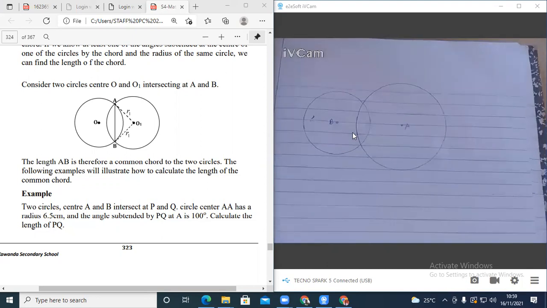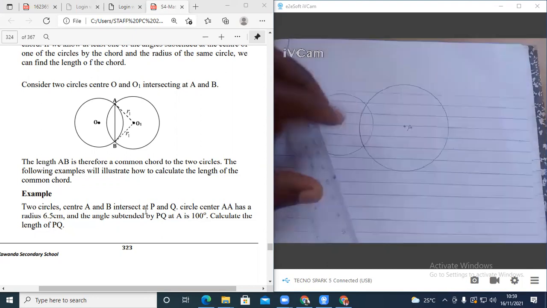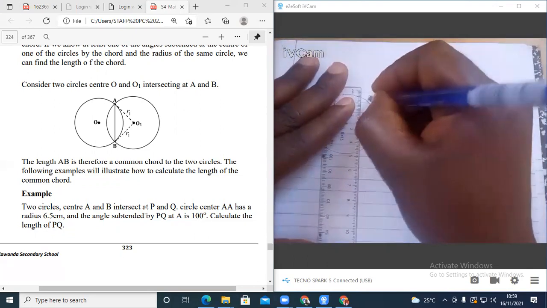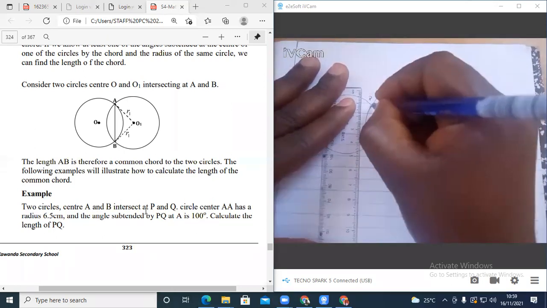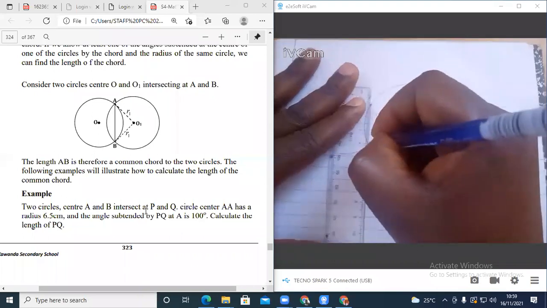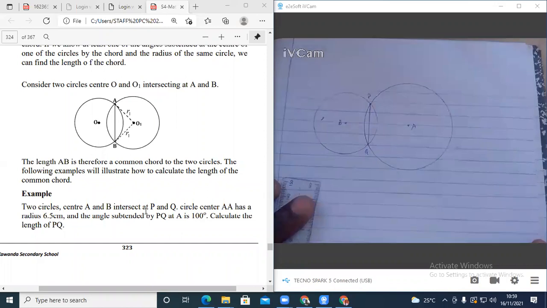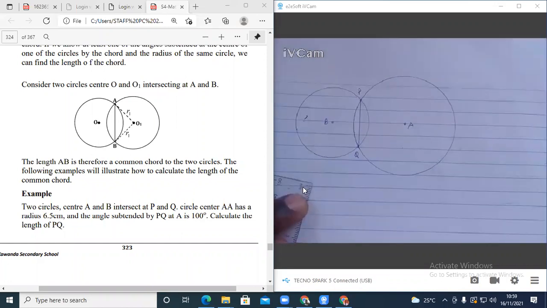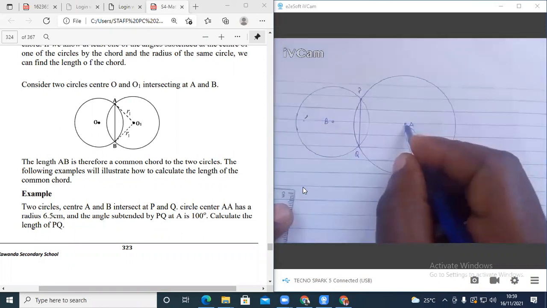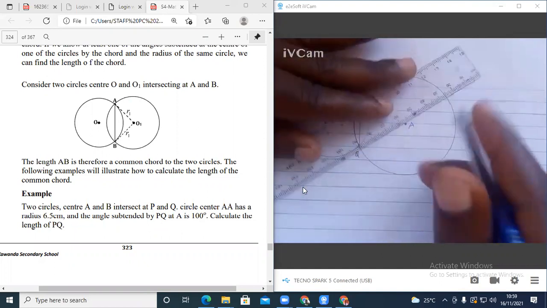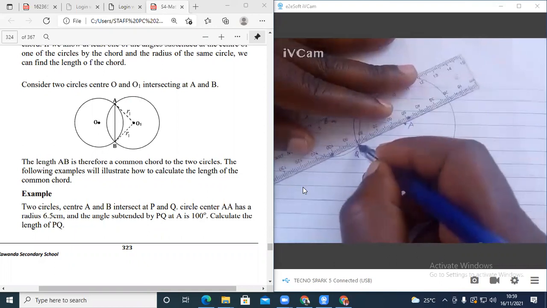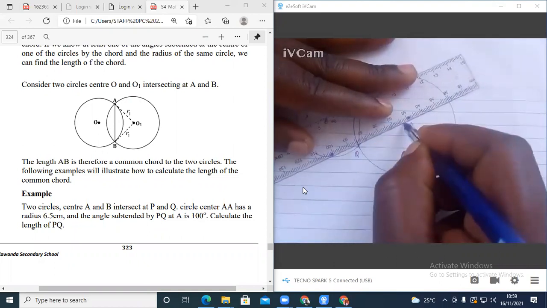So they've got a common chord, because they meet at points P and Q. This is P, this is Q. So they have that common chord there, which is PQ. Now that common chord subtends an angle at A, and that angle is 100 degrees. So whatever I'm drawing here from Q to A is the radius of the circle with center A. So this is a radius.